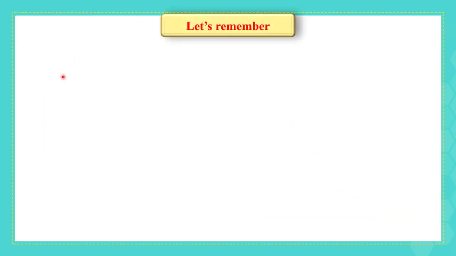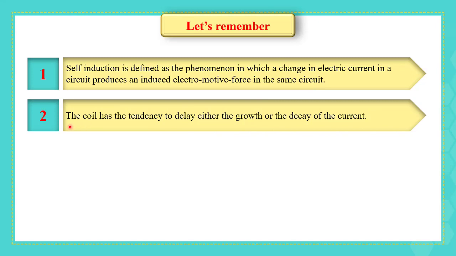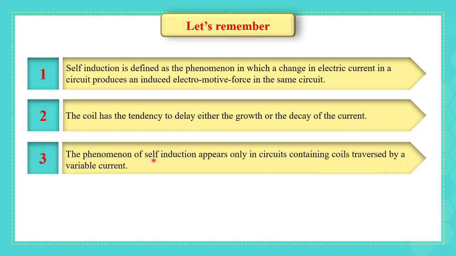Let's remember first, self-induction is defined as the phenomenon in which a change in electric current in a circuit produces an induced electromotive force in the same circuit. The coil has the tendency to delay either the growth or the decay of the current. The phenomenon of self-induction appears only in circuits containing coils traversed by a variable current.